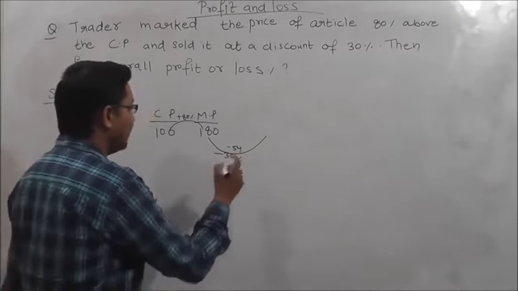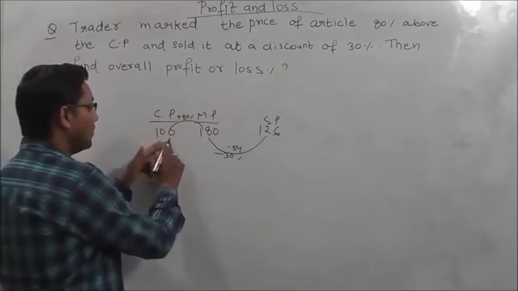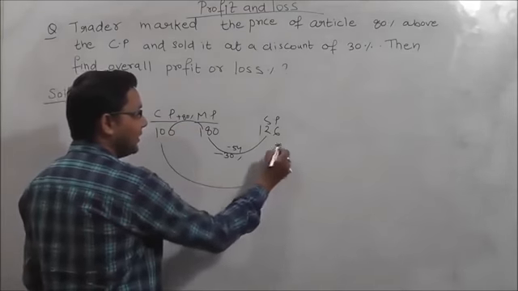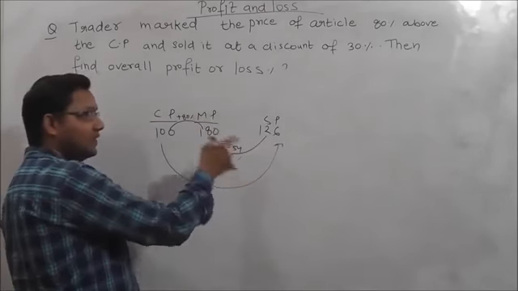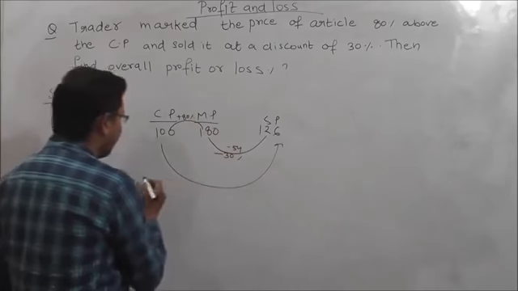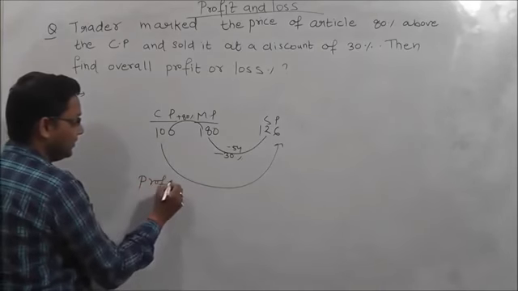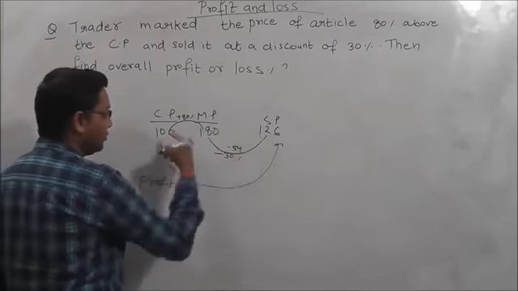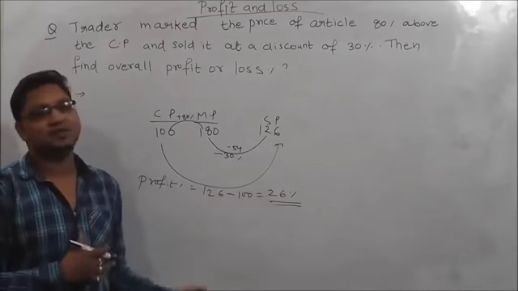Then find the overall profit or loss. Cost price is 100 and selling price is 126, so there is a clear profit. Profit percent equals 126 minus 100, that is 26%. Without adding any steps, you can solve the question by just taking 100 and get the answer. So here the answer is profit percent is 26%.